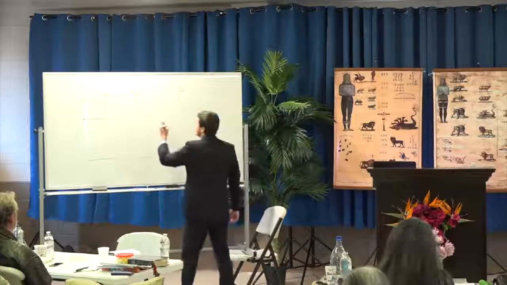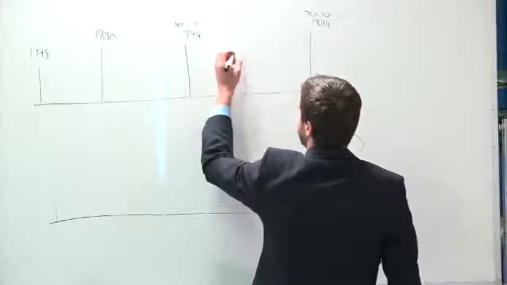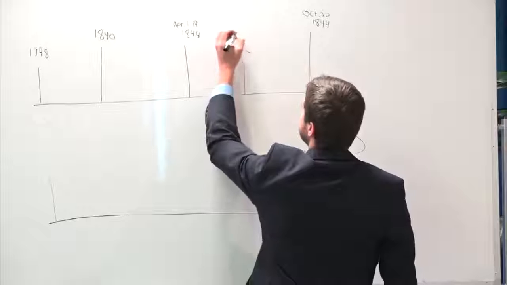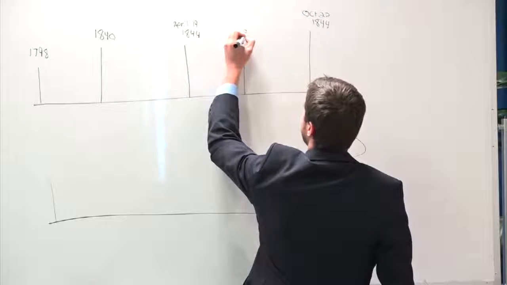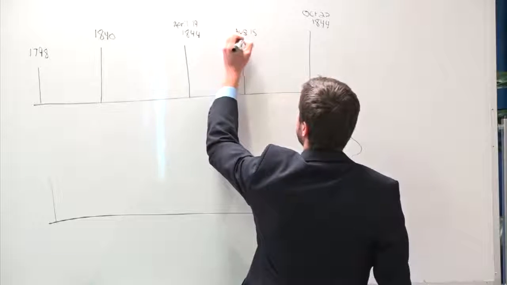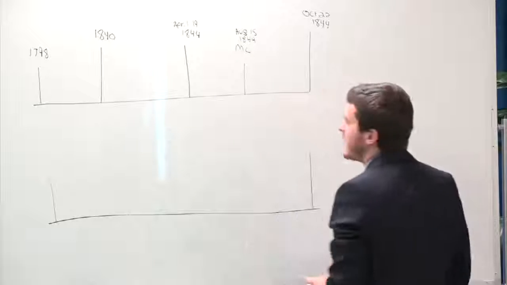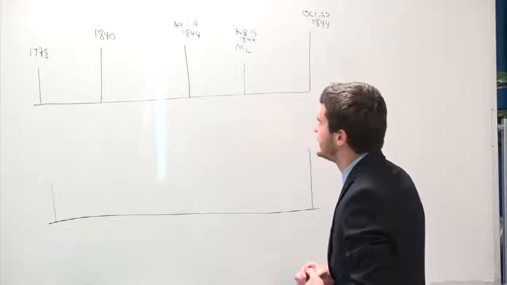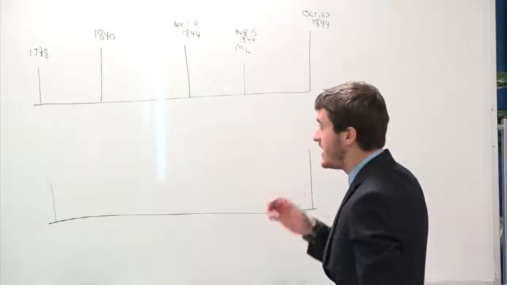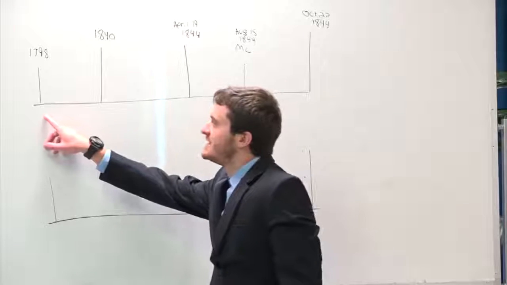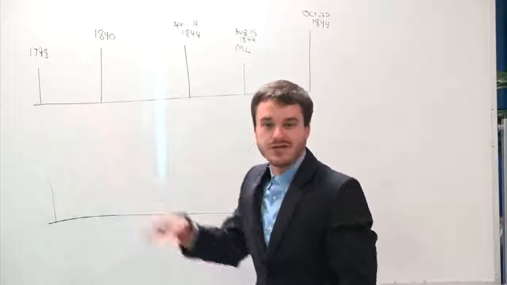And then right here, we have the midnight cry. And this is August 15th, 1844. Okay, so let's just talk about the Millerite history for a minute, just so we can get that into our minds. So here, 1798, we have the arrival of the first angel's message.